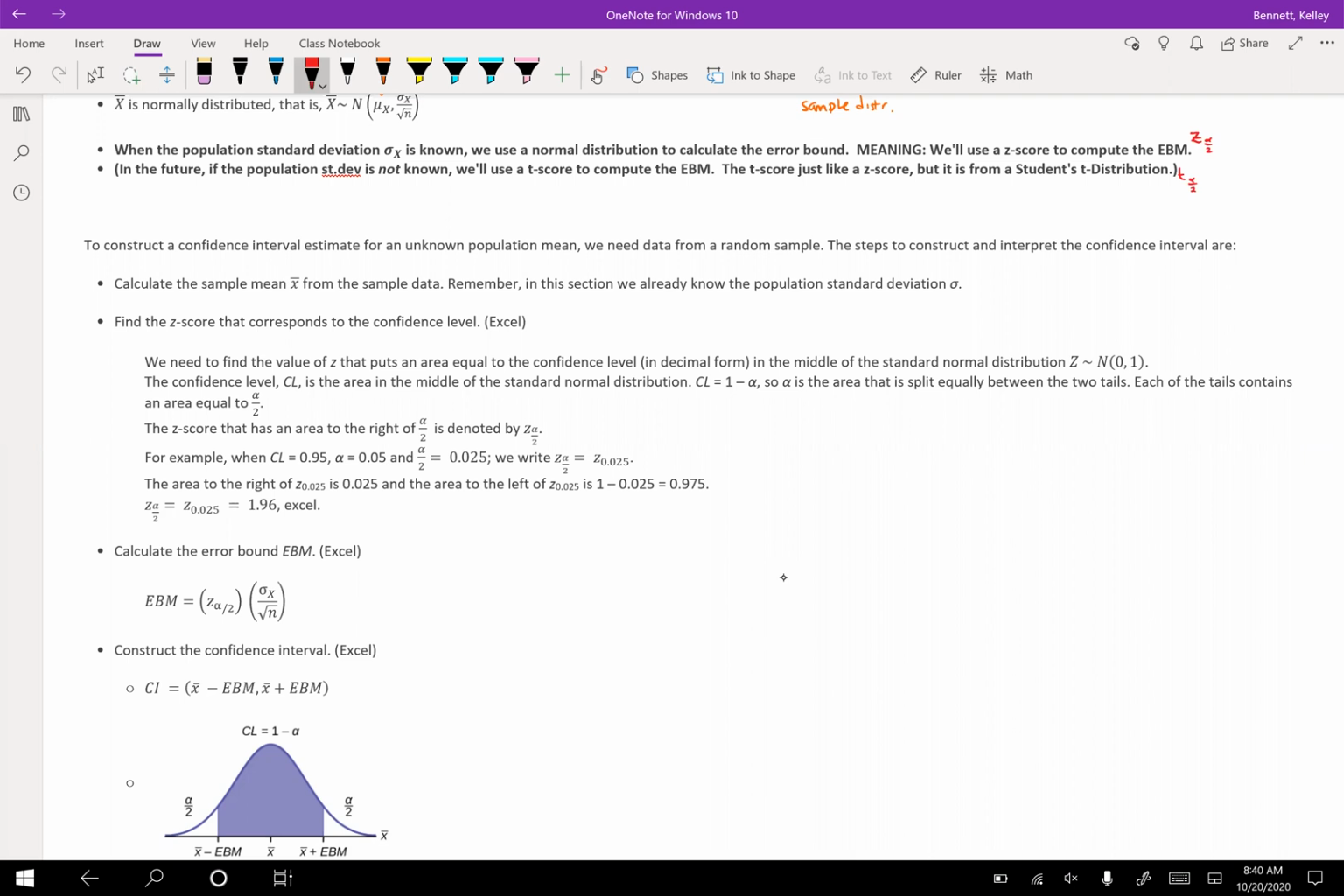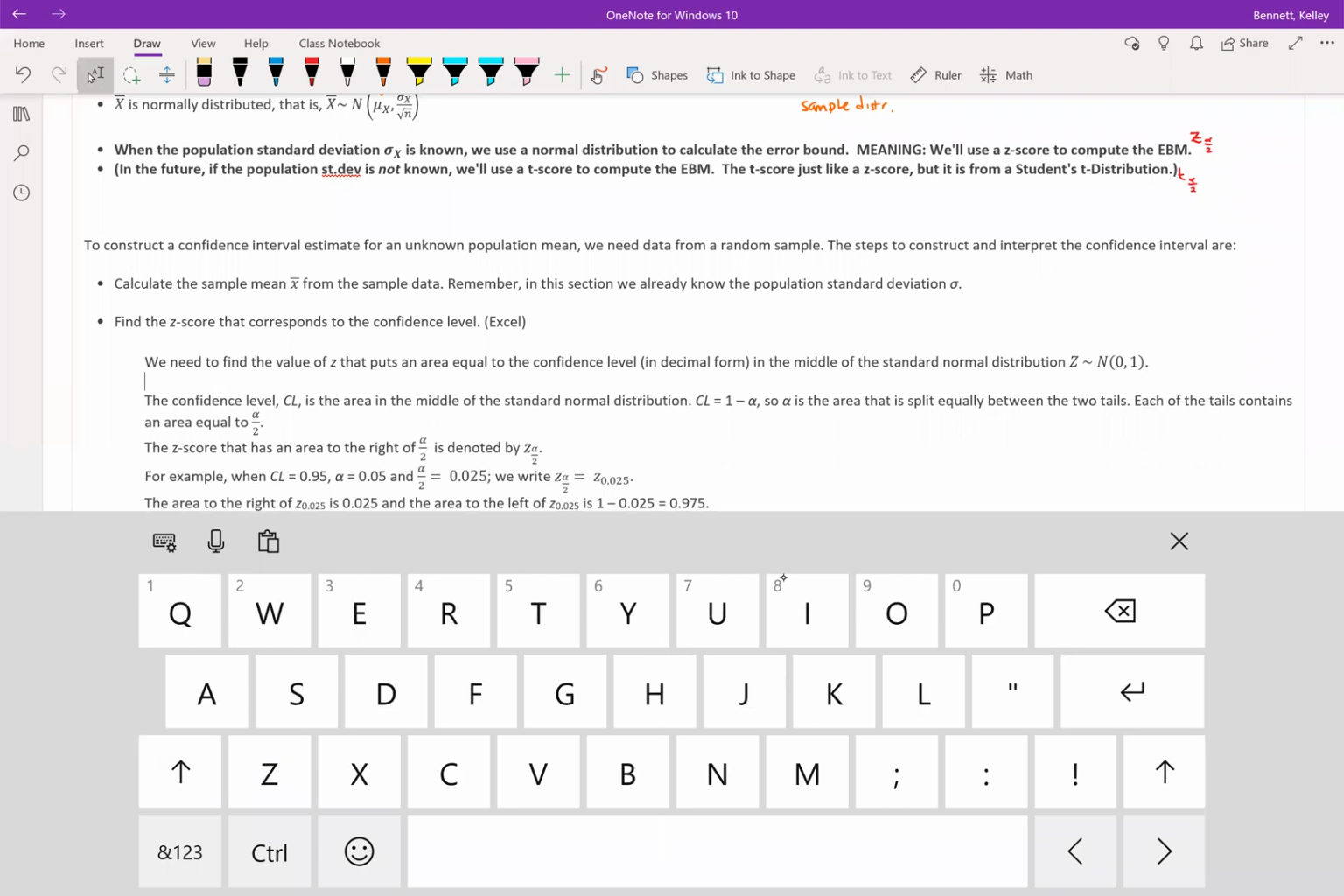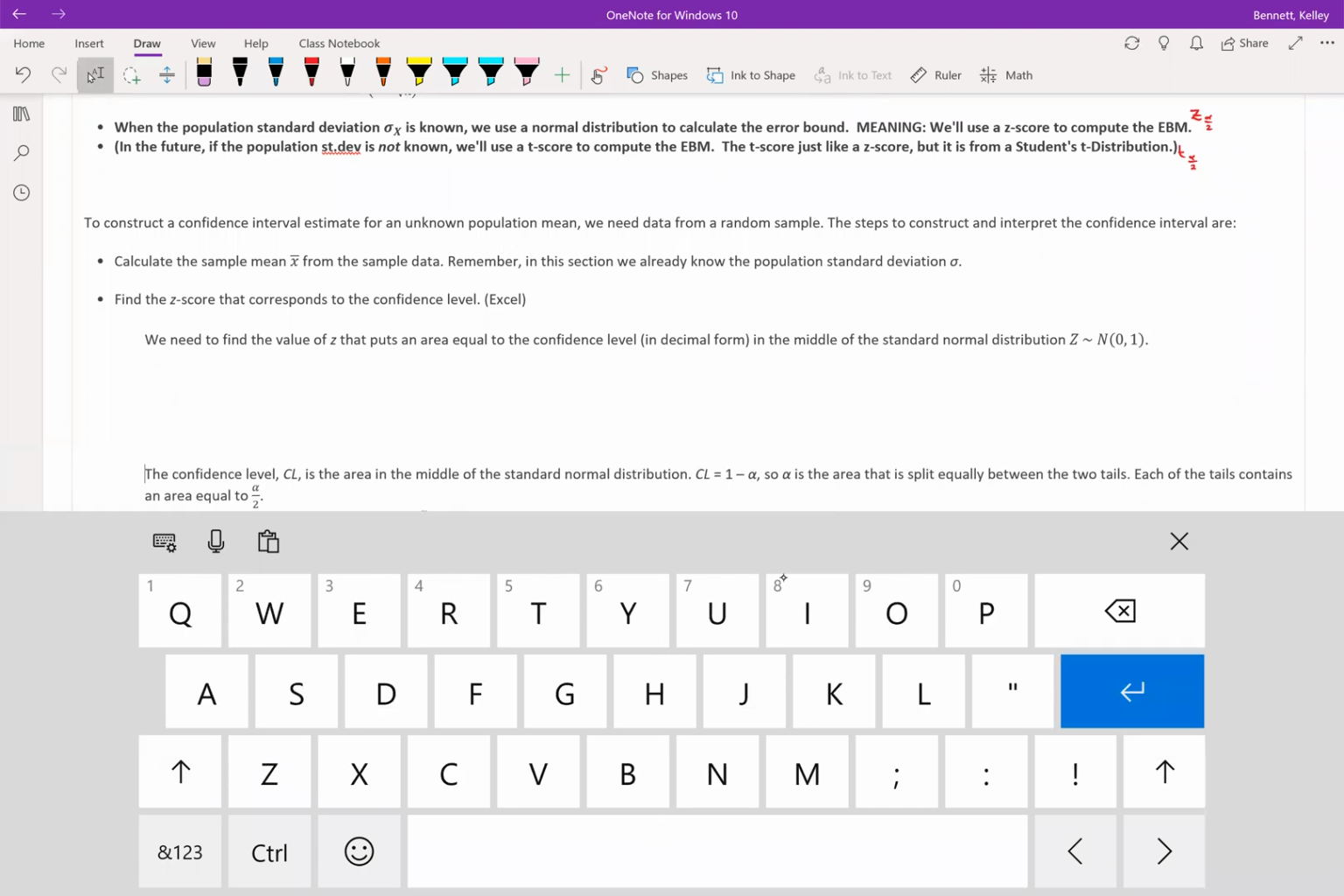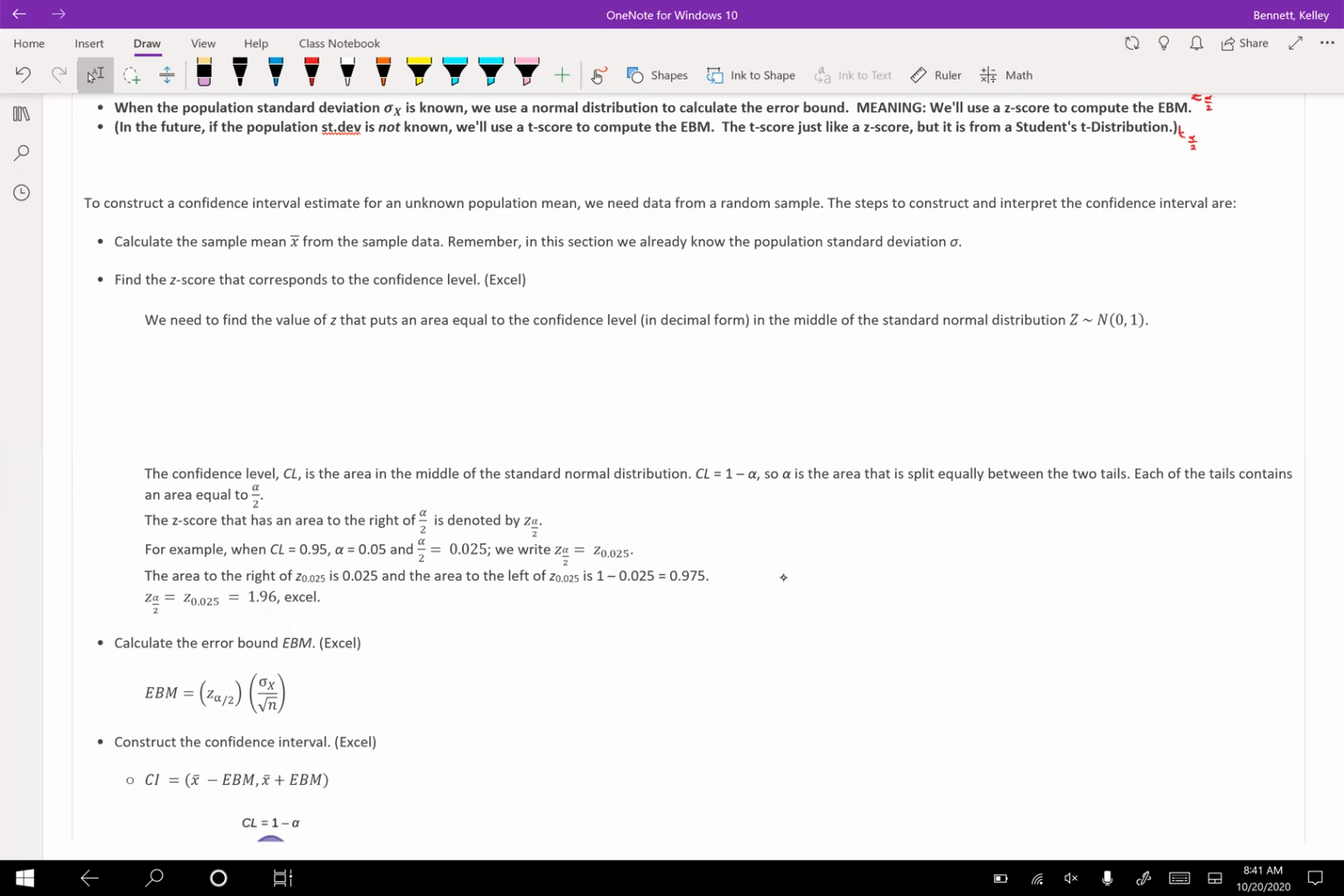So the first thing that we're going to do is find the value of z that puts an area equal to the confidence level in the middle of the standard normal distribution. What? That sounds very wordy. But really all you're saying is that we know X bar, as a random variable, is normally distributed because of the central limit theorem.